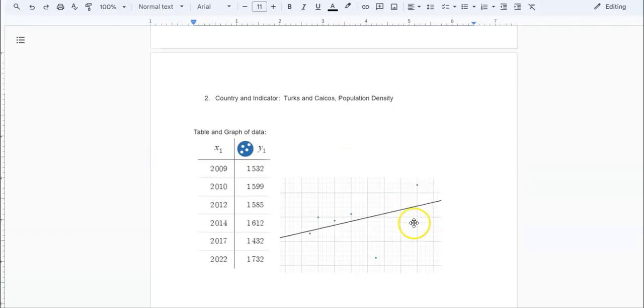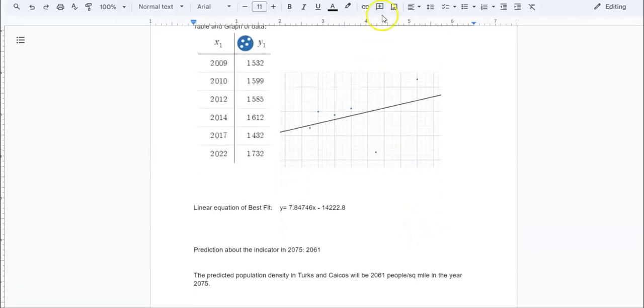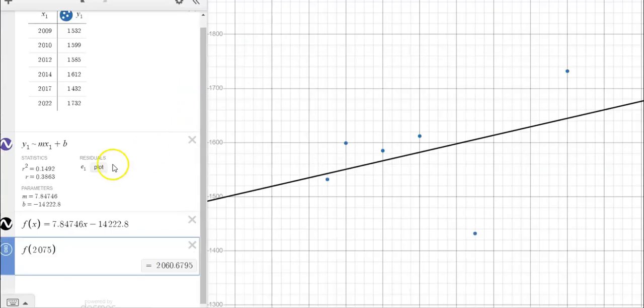Okay, so that was how you do it. That's how you do one of them.